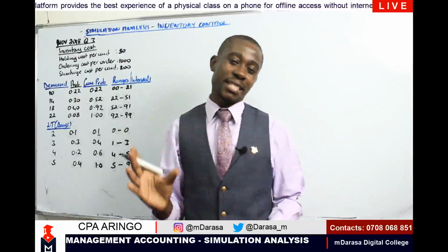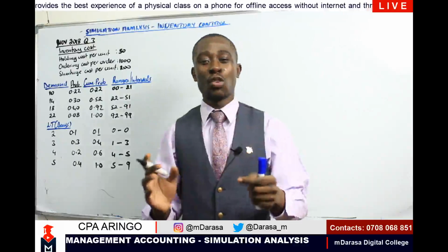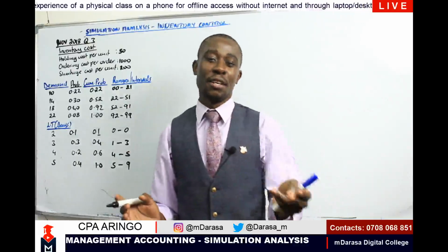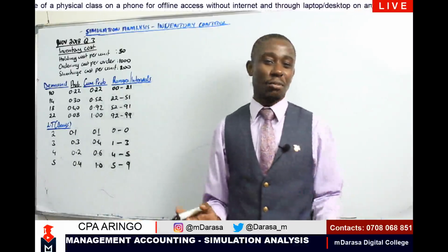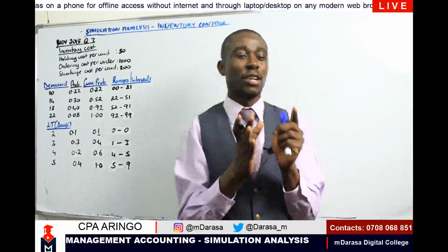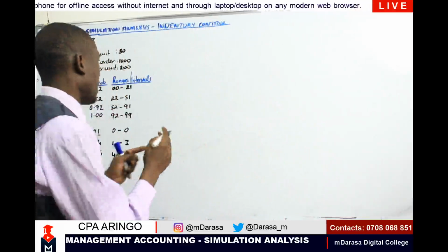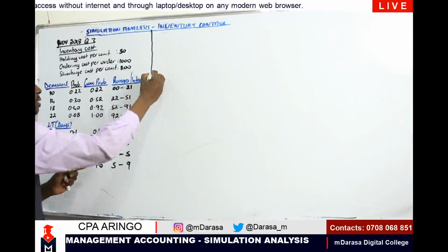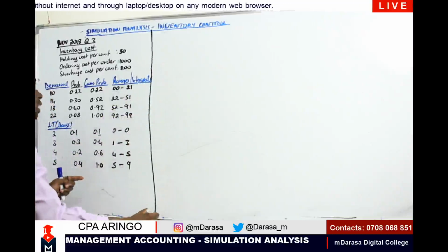Now the second step is to identify the random numbers, either through computers, or we are given them, or using random number tables. The beauty part with this question is that we were given these random numbers. Then the last step, we have to prepare what is known as a simulation worksheet.